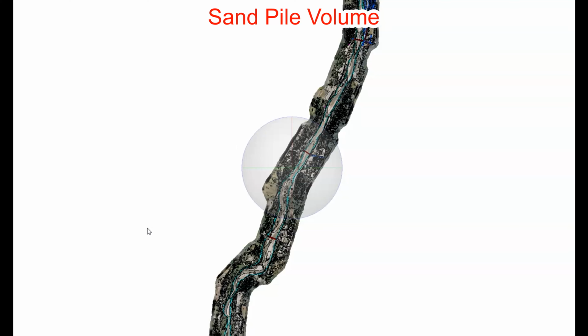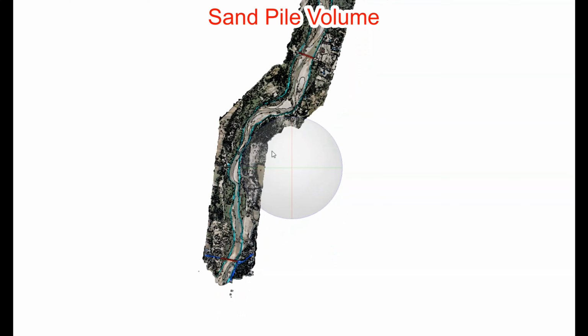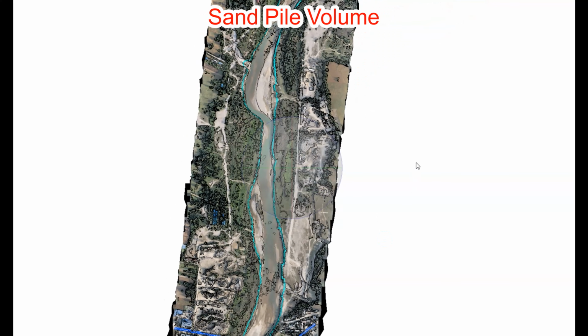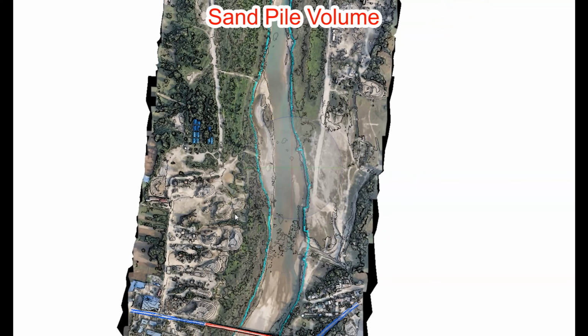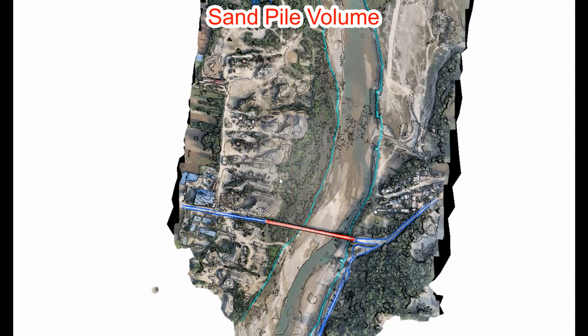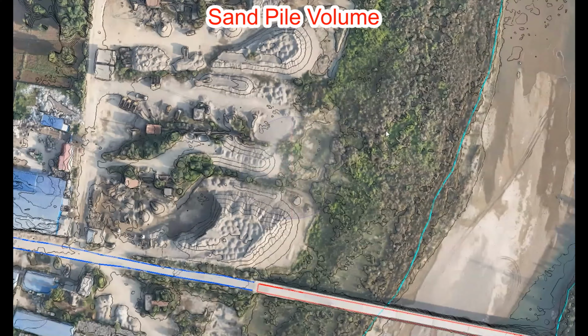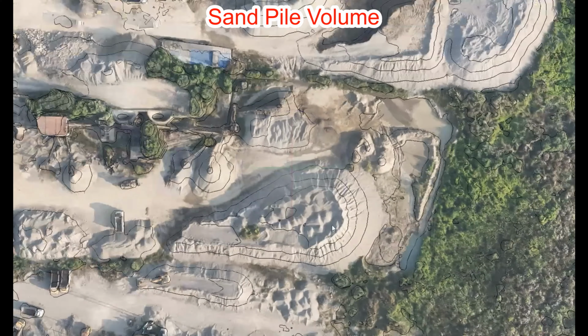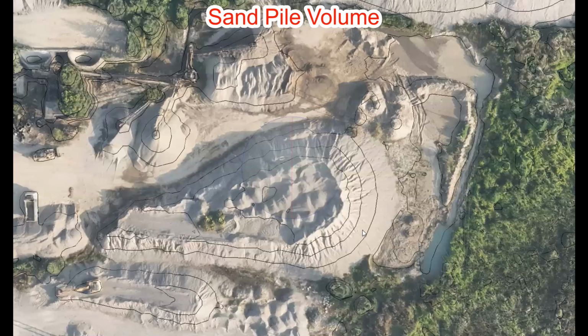Okay, today we are going to calculate the volume in Agisoft Metashape. This is our 3D model, and this is a model of our river corridor. So we have sand piles near this river. These are the contour diagrams, or the contour map, showing the contour lines.